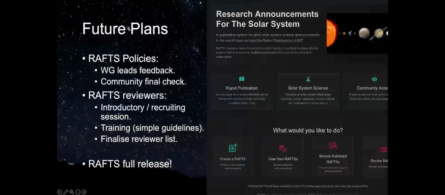Our final steps and future plans: we're finalizing the official policies. We got feedback on those from the people at the CADC to make sure that we're in line with all of their rules.